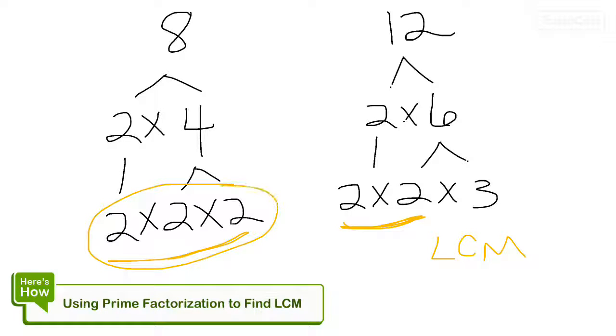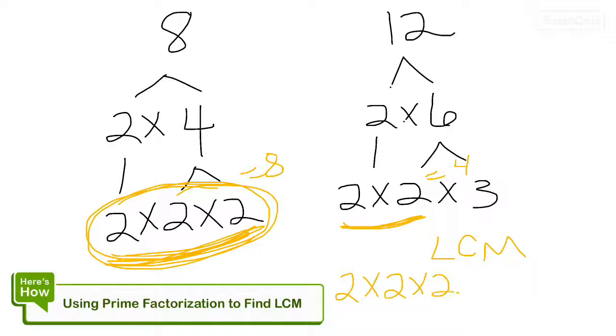I need to use the most of whatever factor I'm looking at. So the most 2's I have is over here. The reason is because 2 times 2 times 2 is 8. So if I used 3 2's, I get 8. And if I were to only use 2 2's, I would get 4. 2 times 2 is 4. And I need 8 to go into my least common multiple. So I need to use 3 2's in my least common multiple.